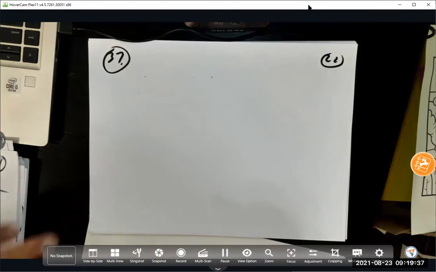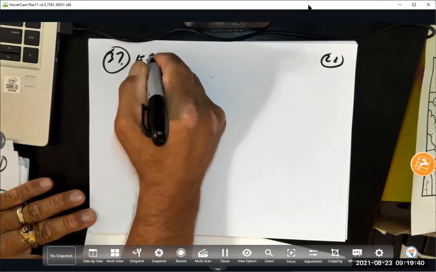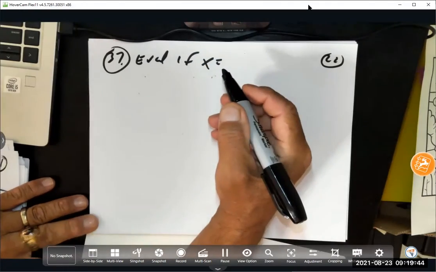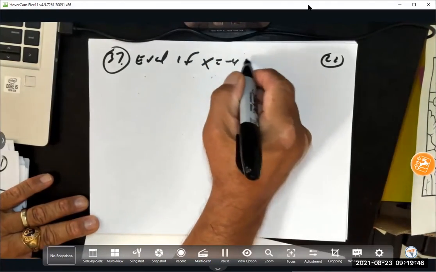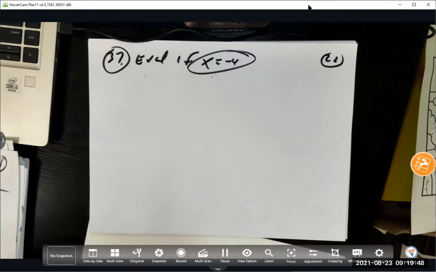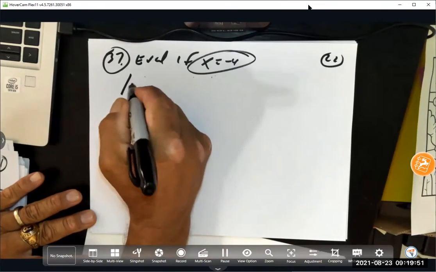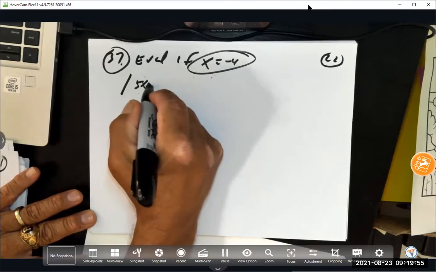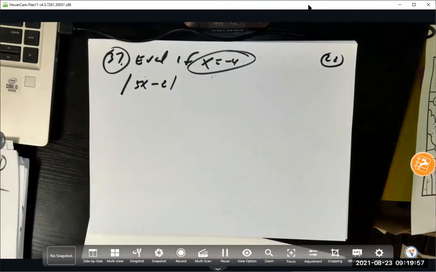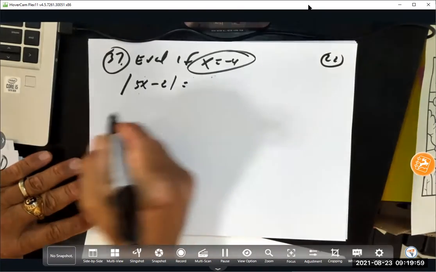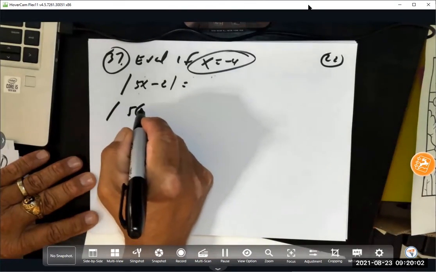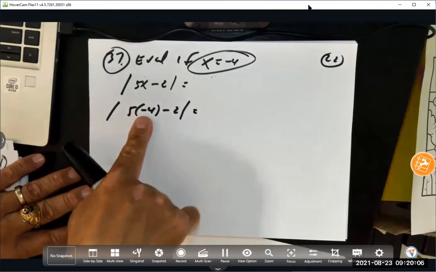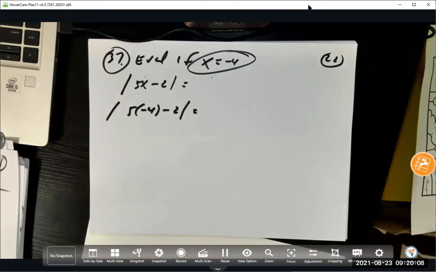All right, 37 says evaluate, same thing. Evaluate if x is -4. All right, so there's a -4, and this is the formula: absolute value of 5x minus 2. There it is. So I'm just going to substitute in there. 5 times -4 minus 2, like this. For the x's, put this number in here. Everybody okay with that part right there?